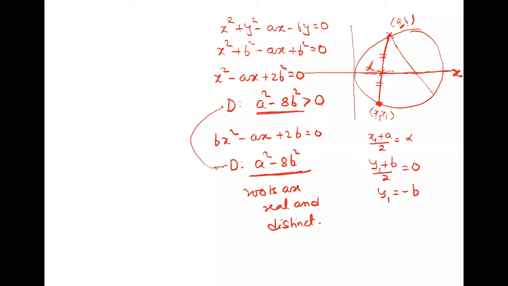So what is this equation given? This is given as a² - 8b² > 0. Yes, whenever the discriminant is greater than 0, you get distinct and real roots. If the discriminant is equal to 0, both roots are equal. Discriminant less than 0, imaginary roots. Next one.